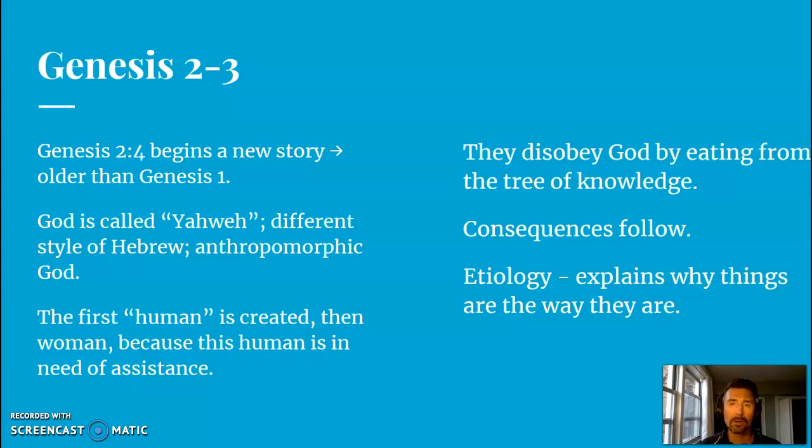This story is what we call an etiology. It explains to people why things are the way they are. How did it come to be that life is hard? How did it come to be that there's pain in childbirth? Why do snakes bite? This is what this story teaches.